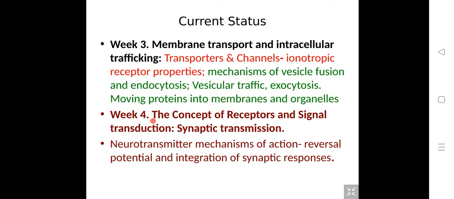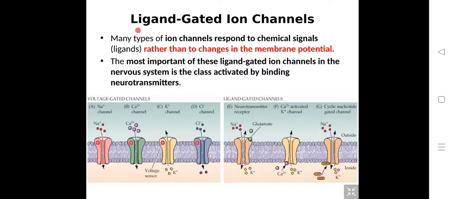So these are very important, and I'll use this as an example for understanding the concept of receptors and signal transduction. So this will be today and tomorrow's lectures. So we're going to look at how ligand-gated channels open to a chemical signal, and this chemical signal is what is referred to as a ligand, instead of changes to the membrane potential. So ligand-gated ion channels are responsive to ligand binding to the extracellular receptor.